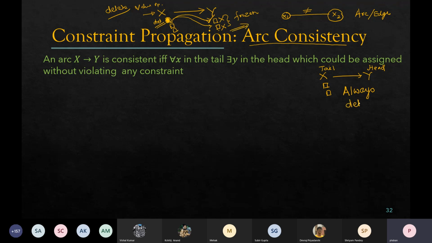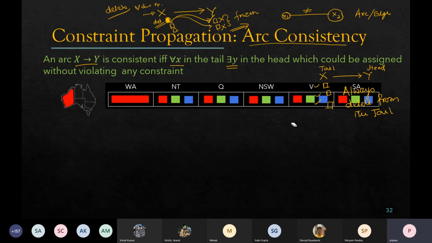So always delete from the tail, right? Now with this, let us try to define what we mean by arc consistency. A given arc x to y is consistent if, for all the values that x can assume, there exists at least one value in y, which is in the head, which can be assigned without violating any constraint. So that is my definition of arc consistency, right?